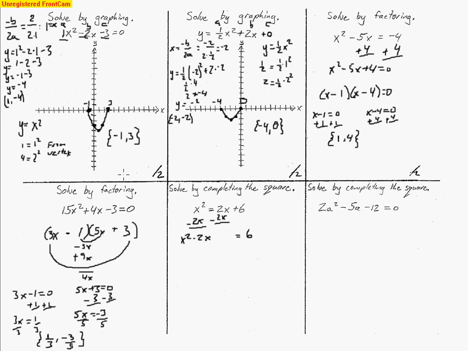So we want to figure out what two numbers add to make negative 2. So what you end up doing is you end up taking negative 2 and cutting it in half. And that gives me negative 1. But then from there, you got to square that.